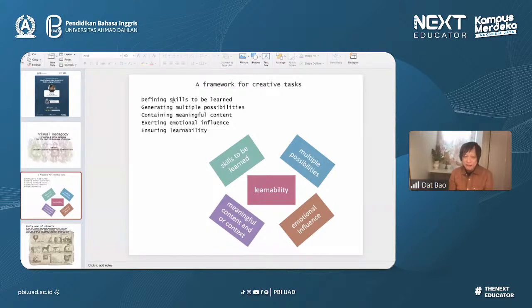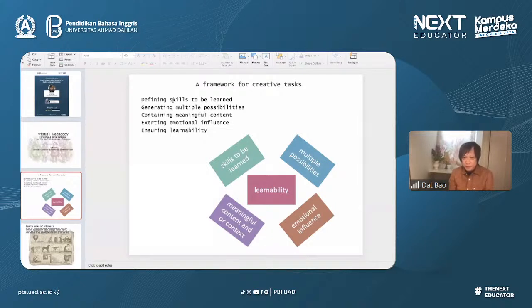And then it has to have meaningful content. By meaningful content, we mean something they can relate to, something that happens in the real world, something that they love, they enjoy, they do, something in which they find meaning in life, they find use. After they step out of our classroom, they can use it.